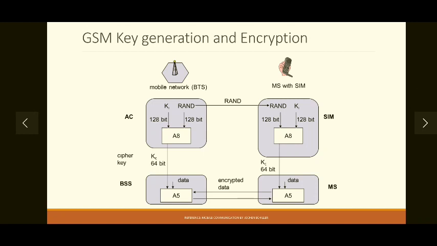For maintaining anonymity, as we have already said, instead of using the IMSI, the VLR provides a temporary number, the TMSI, so anonymity does not require any algorithm for implementation. So this is how GSM provides security in wireless communication.